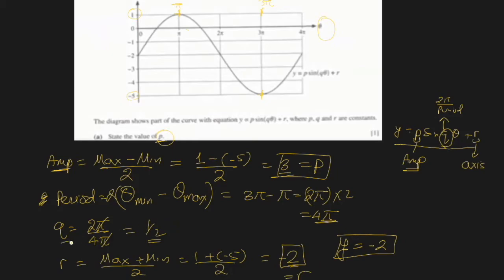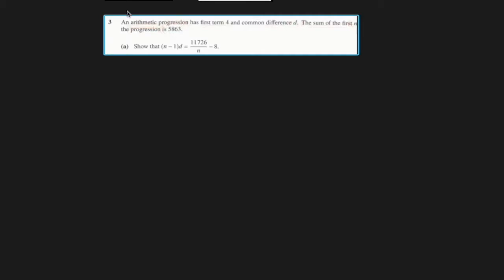So we got Q, R and P, and let's confirm the B and C parts they are asking us to find. You can see that the B and C parts both ask us for Q and R. So let's move on to 3 now.